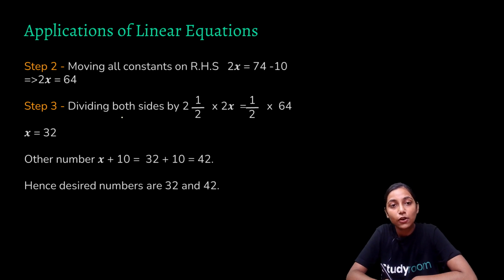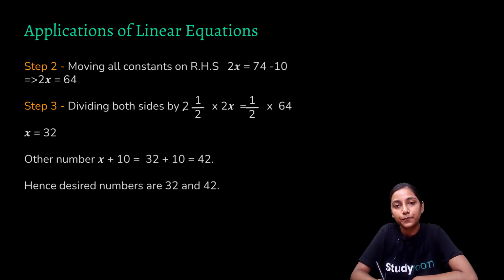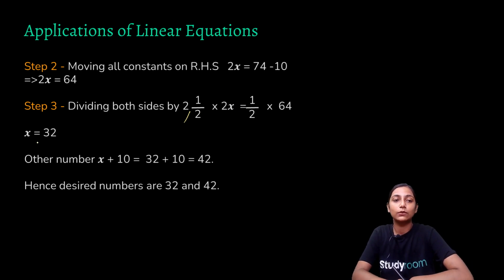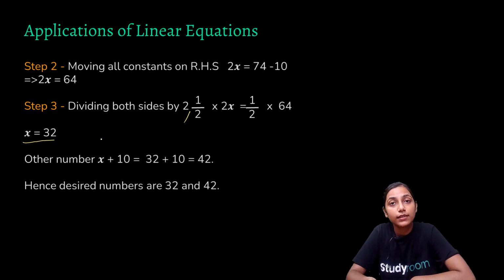Our next step in solving this equation will be dividing both the sides by 2. Why 2? Because here the coefficient of the variable is 2. So we'll divide both the sides by 2 and we are going to get 1 by 2 into 2x equals 1 by 2 into 64, that is x is equal to 32. So if one number is 32, the other number is going to be 10 more than 32. That means x plus 10, that is 32 plus 10 equals 42.